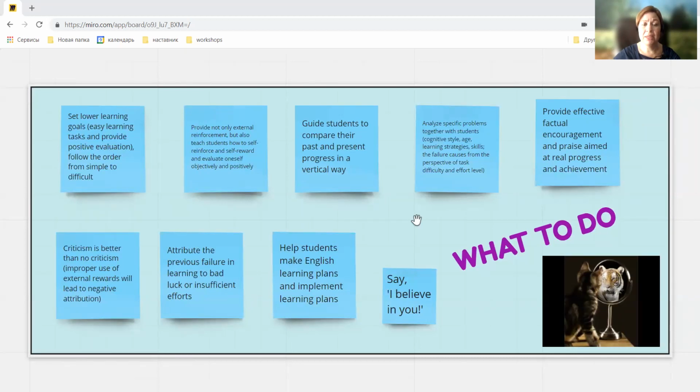Verbal persuasion mainly refers to effective encouragement and praise. The effect of appropriate praise is obviously better than that of criticism, and the effect of some criticism is better than that of no criticism. However, improper use of external rewards will not only lead to negative attribution of adult learners, but also is likely to damage their original intrinsic motivation.